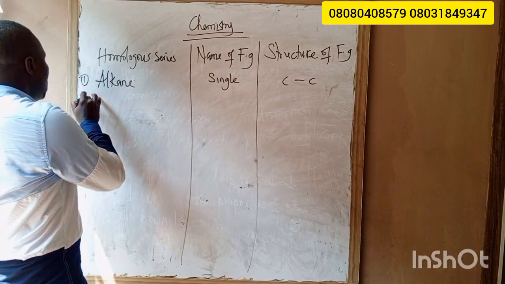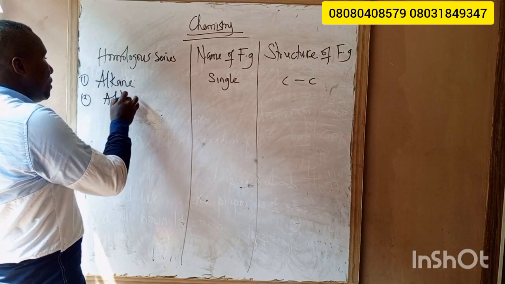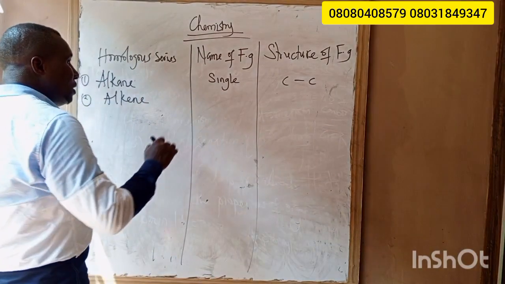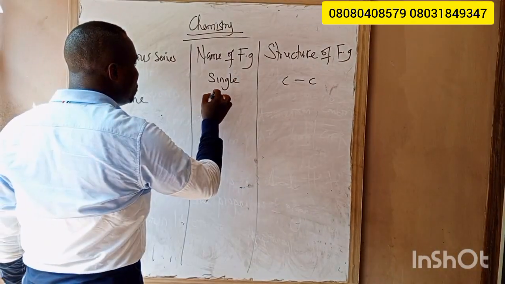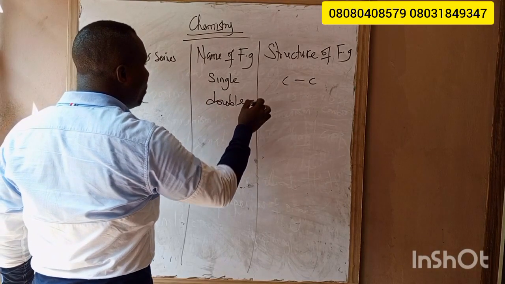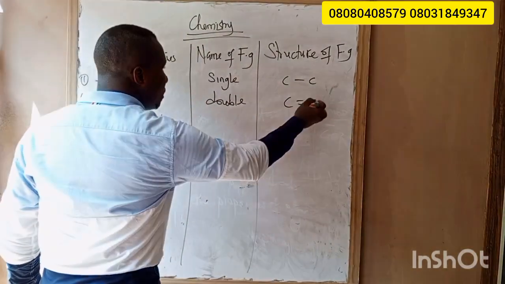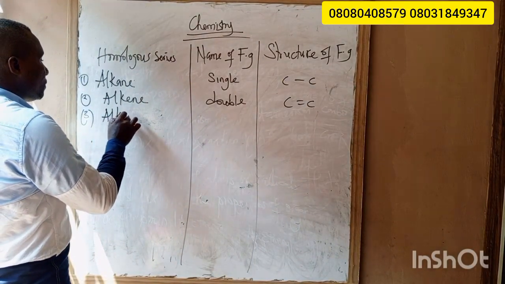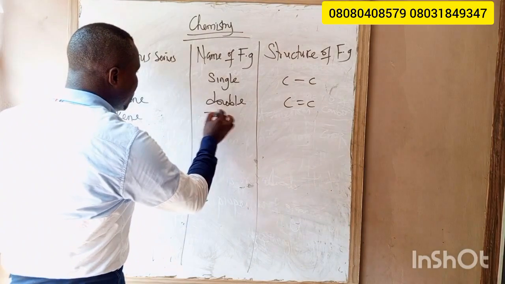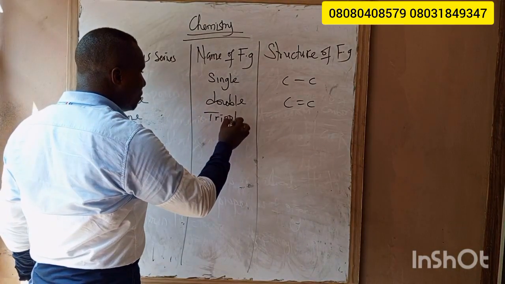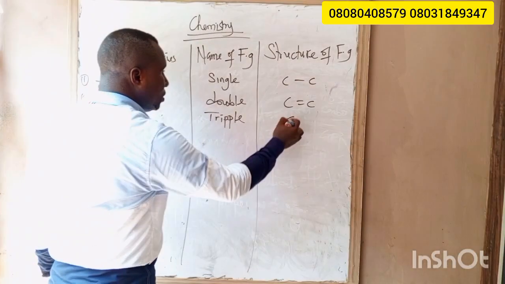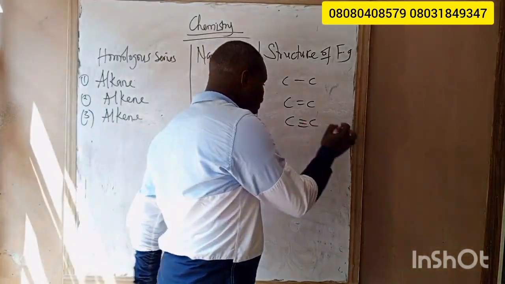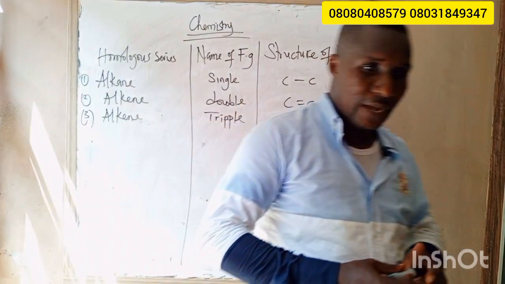Number two, we have alkene, another homologous series. Homologous series means family, another family. The name of the functional group, double bond. Then number three, alkyne. The name, triple bond, which is that.